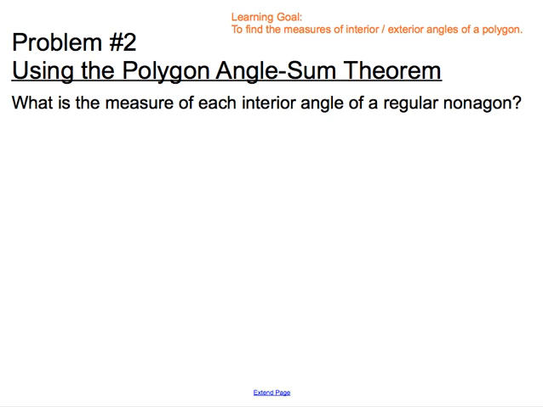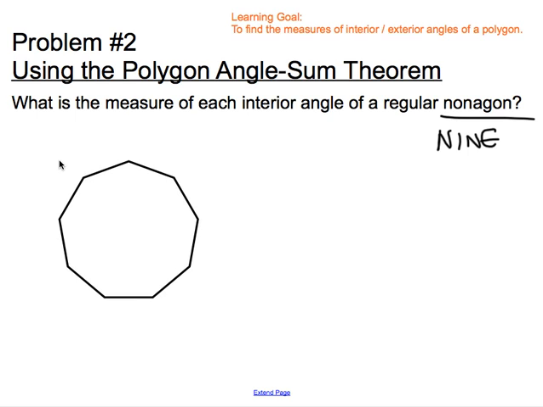The second type of question we'll see will ask, what's the measure of each interior angle of a regular nonagon? First things first, it's important to know the titles of all of these different polygons. This is a nonagon, and a nonagon has 9 sides. That's one of the most important things for this question. So we need a 9-sided figure. Here we have a nonagon. This is a regular nonagon. Remember that being regular means that all of its sides are the same. So the first thing we want to do here is find the sum.